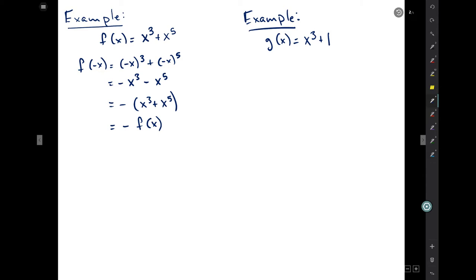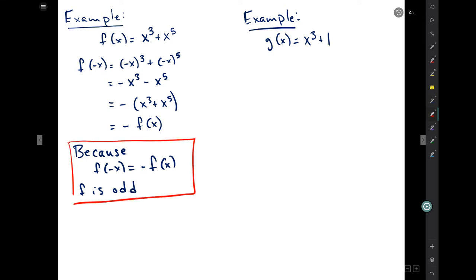So in this case, if I take two odd powers and I add them together, an odd plus an odd is still an odd. And that's not how numbers work, right? If you take an odd number plus an odd number, it's going to be even. For example, 3 plus 5 is 8. That's even. So again, here, because when I plug in minus x, I get negative f of x, f is an odd function. That's the definition of odd, and it's being satisfied in this case.